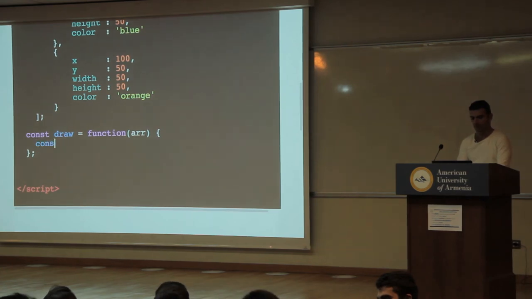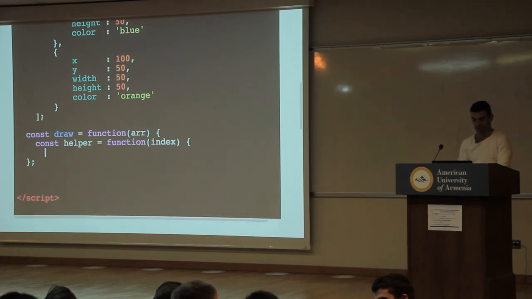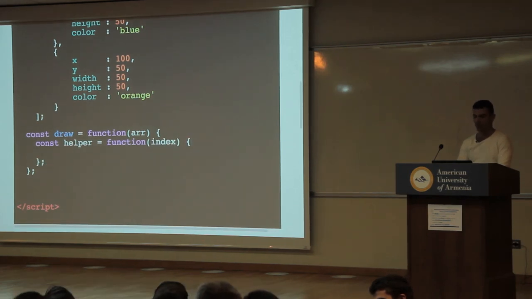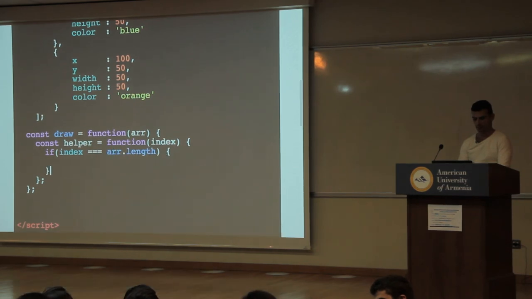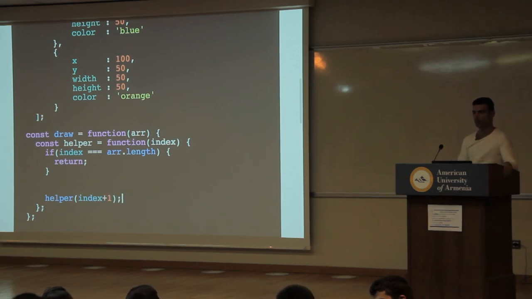Okay. So let's create a function called helper. What is the termination case? When the index reaches where? Minus one. And then we call helper with index plus one. That's it. This is our recursion.